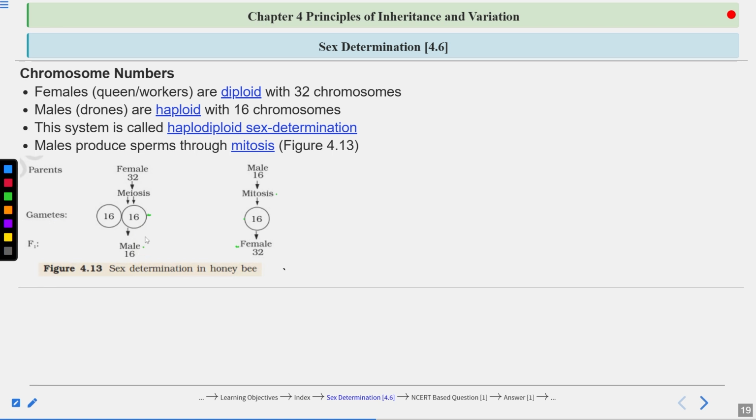So males are developing through parthenogenesis. Okay, meaning they are developing without fertilization. This is the sex determination system in honeybees. This is known as the haplodiploid sex determination system. This is also very important here.